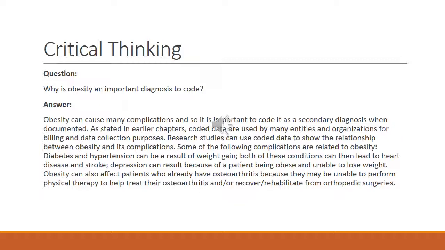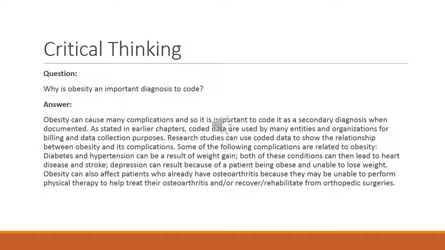And our final critical thinking question: why is obesity an important diagnosis to code? And our answer: obesity can cause many complications, and so it's important to code it as a secondary diagnosis when documented. As stated in earlier chapters, coded data are used by many entities and organizations for billing and data collection purposes. Research studies can use coded data to show the relationship between obesity and its complications.